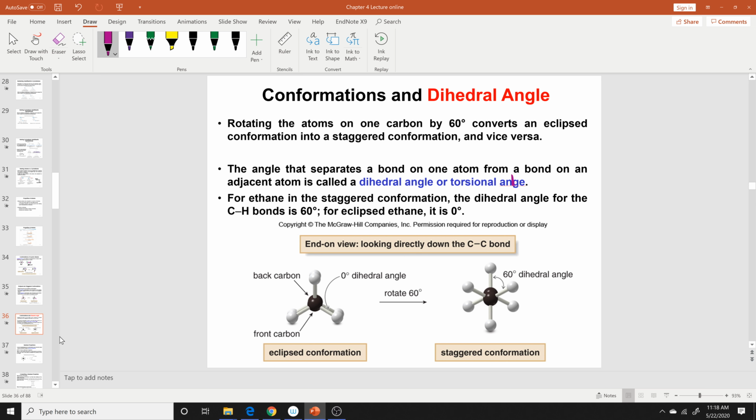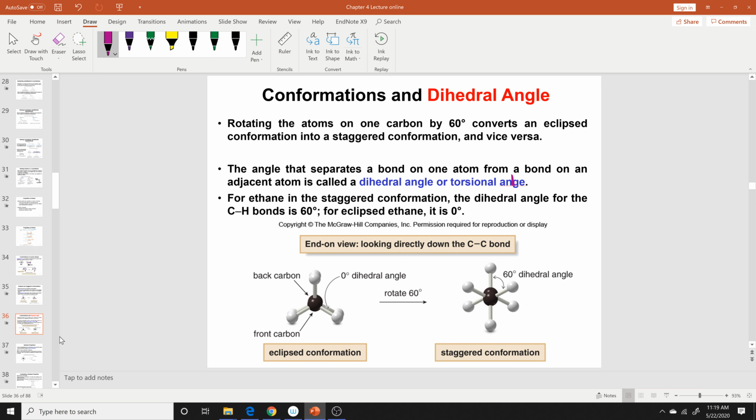So for ethane in the staggered conformation, as you can see over here, the dihedral angle between the 2 CHs is going to be 60 degrees. If you rotate 60 degrees, you can go to an eclipsed conformation. So the point is, you can go from one type of conformation to the other by rotation. Remember that you have free rotation around the carbon single bond carbon, and the rotation is going to be a full circle, so 360 degrees.